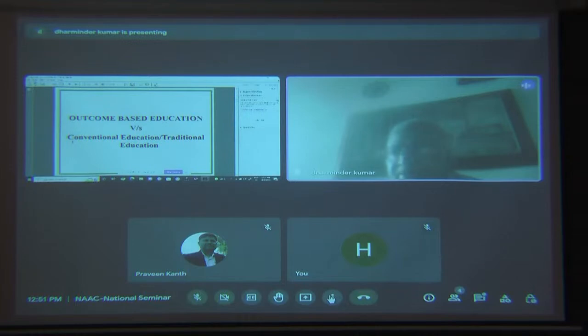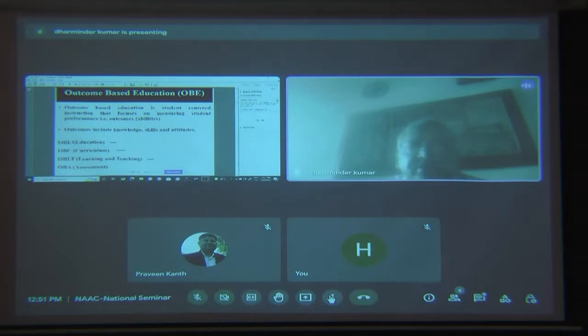Then we realized at a later stage that we must have a system where we can measure the ability of the student. Like whether the student has the ability to express himself or herself, whether the student has the ability to apply modern tools to solve real life problems, and similarly the ability to work in a team. So the system which measures ability, we call the outcome based system.